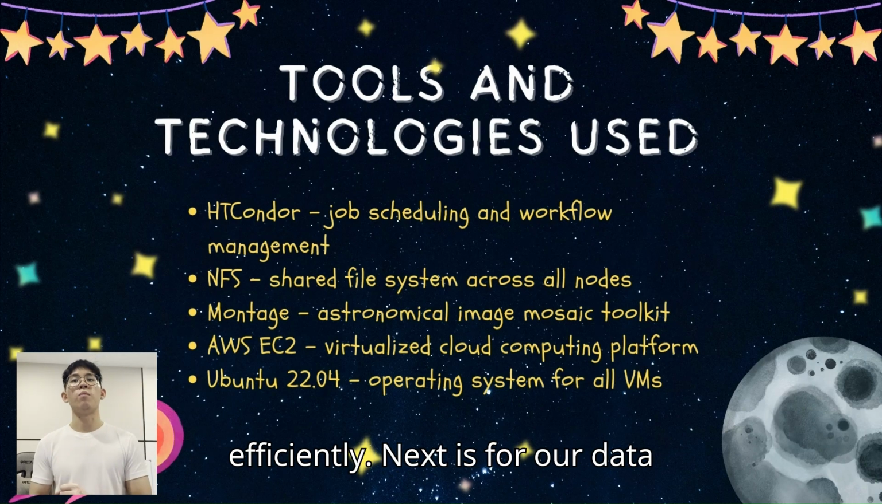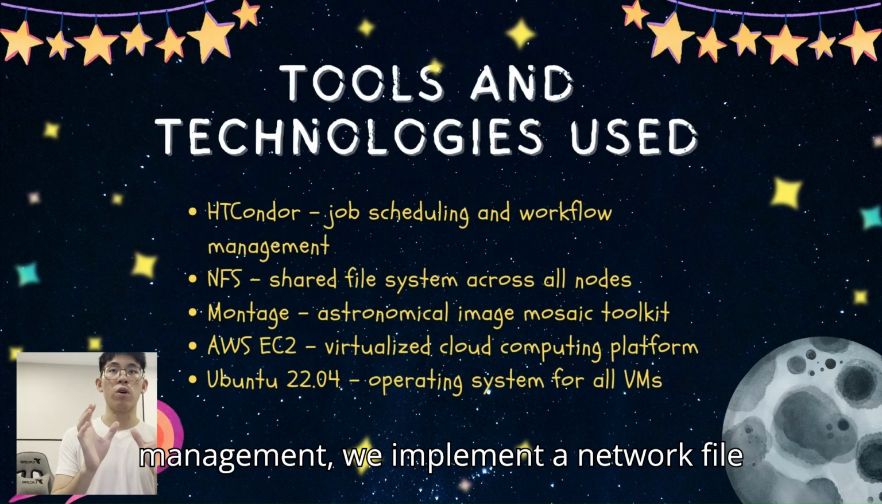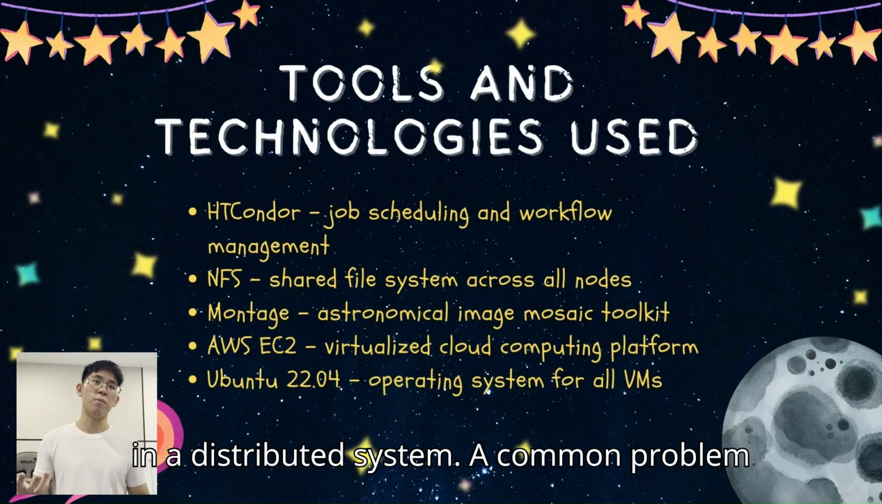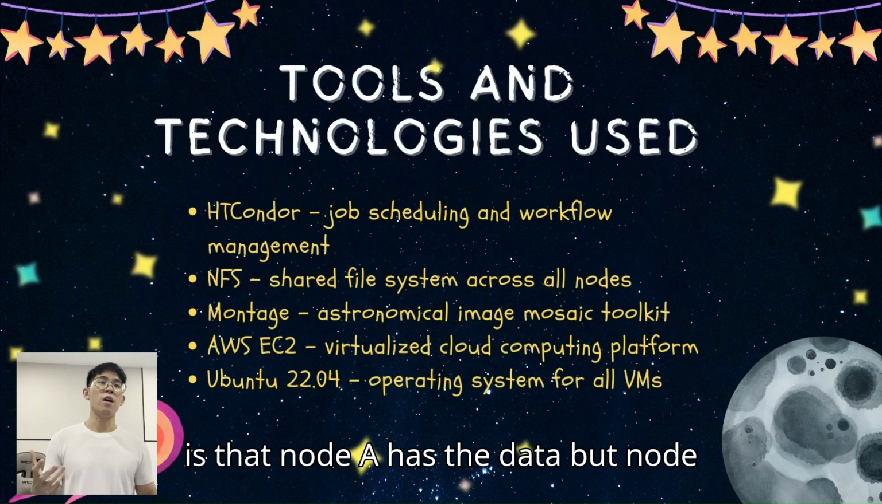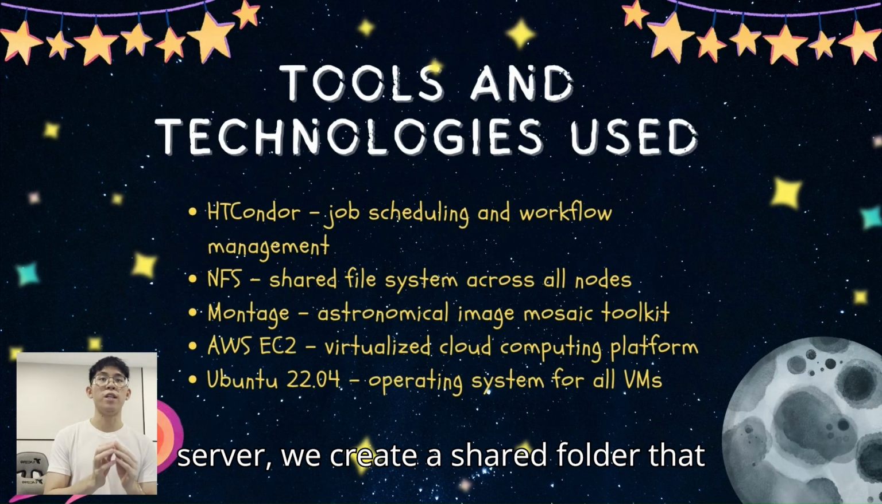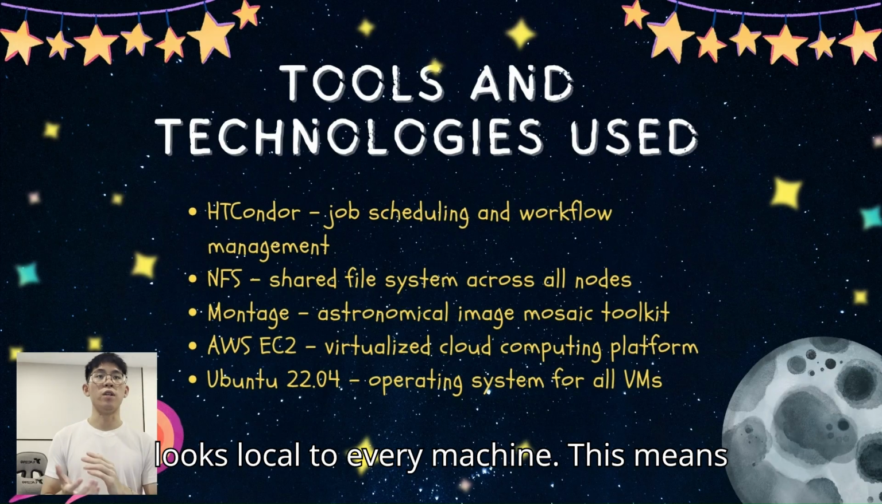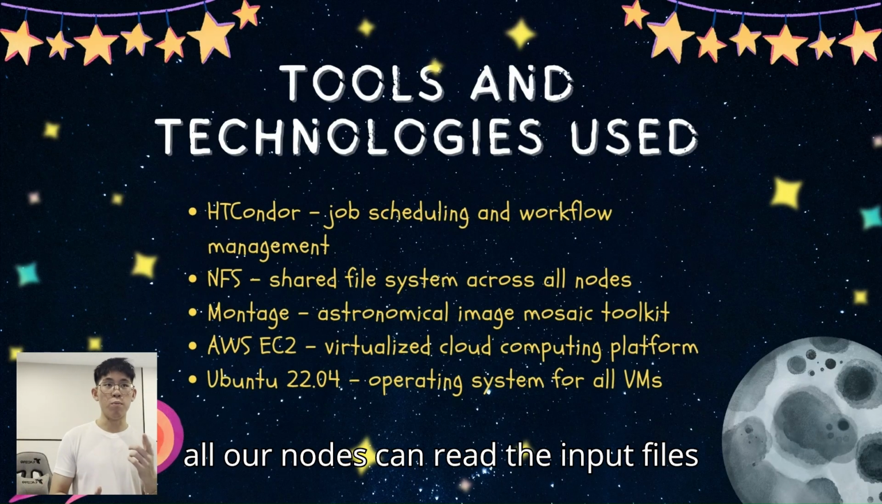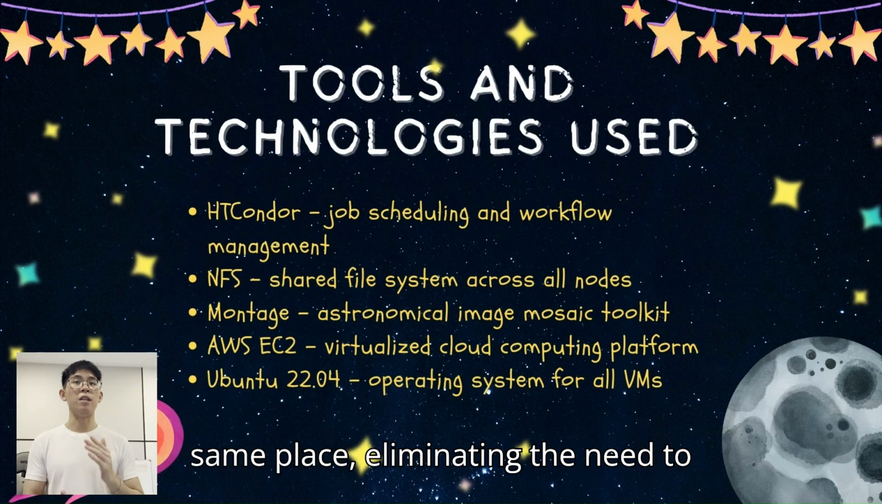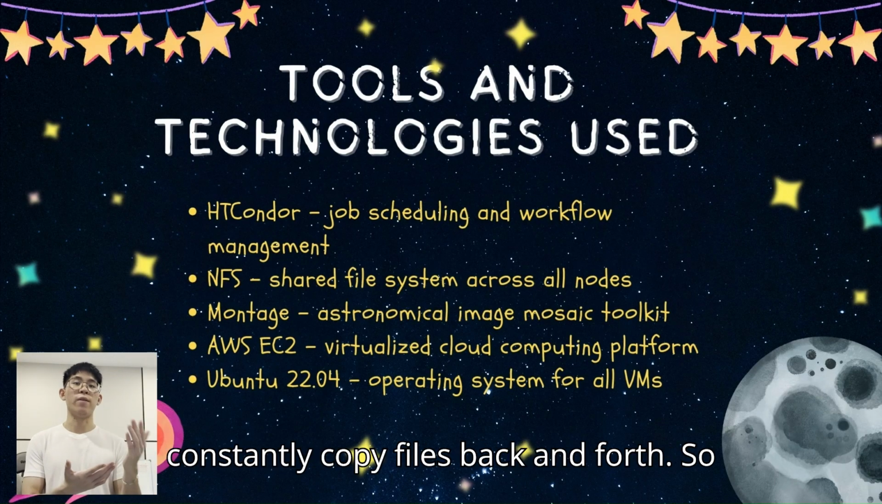Next is our data management. We implement a network file system, NFS. This is critical because in a distributed system, a common problem is that node A has the data, but node B needs to process it. With the NFS server, we create a shared folder that looks local to every machine. This means all our nodes can read the input files and write the output files to the exact same place, eliminating the need to constantly copy files back and forth.